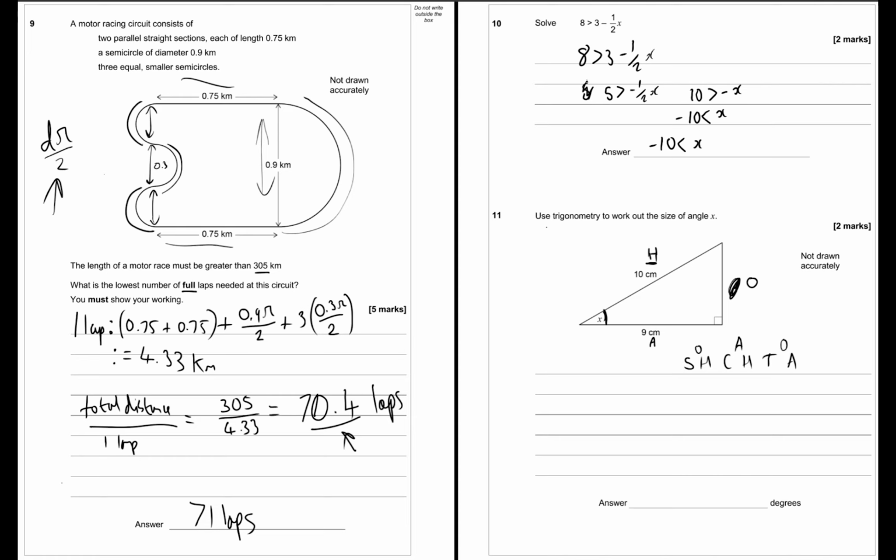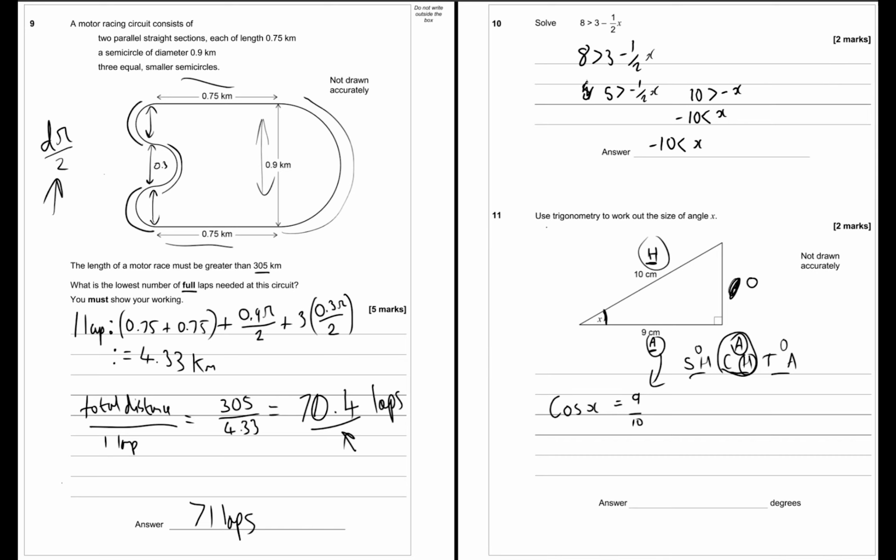We know h, we know a. So which one of these has h and a? It's this one, isn't it? Cos. So we know the cos of x is going to be equal to adjacent over hypotenuse, which is 9 over 10. Because here's our a, here's our h, a, h. So we've subbed those into here.